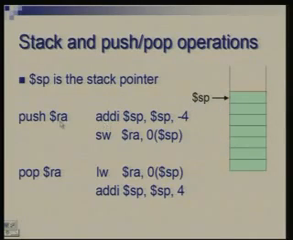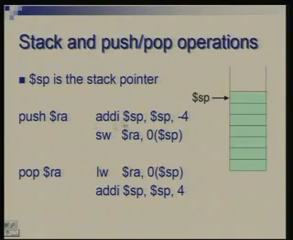So for push, what I need is to decrement the stack pointer to create space for putting in data, and then store the value you want to put in the stack. So add immediate SP, SP, minus 4, then store word RA at SP.